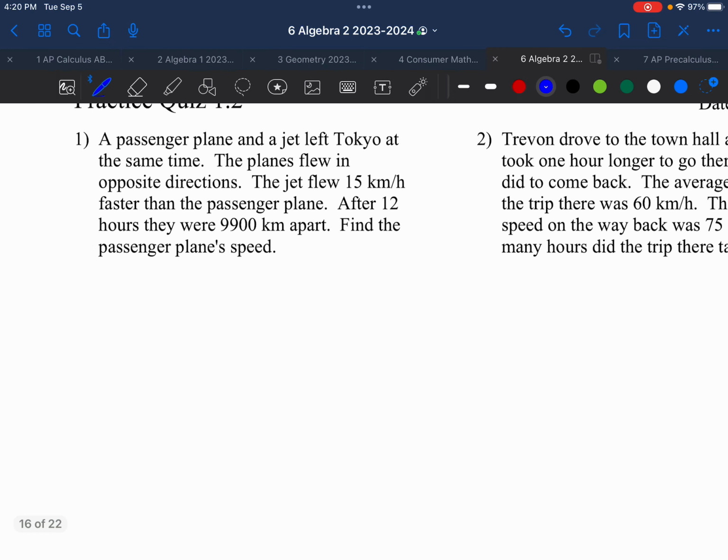All right, number one, we've got a passenger plane and a jet, and they're leaving Tokyo at the same time. Ooh, if they're the same time, that unlocks a few extra features. The planes flew in opposite directions.